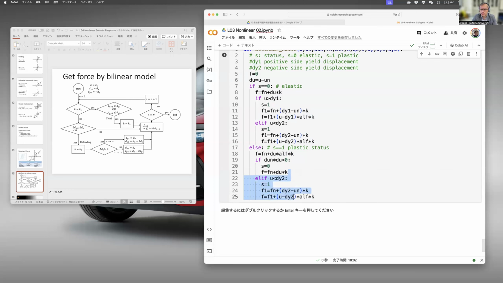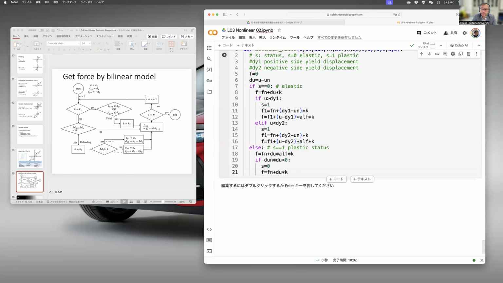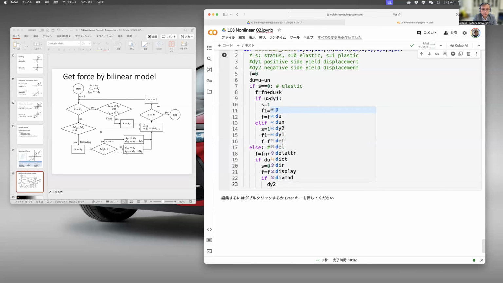And we don't need this anymore. But we need to update dy1, dy2. So we say if du is larger than 0, and dy here. Let's check this, right? So du is larger than 0, right? dy1. Okay. So this is the inverse, right?